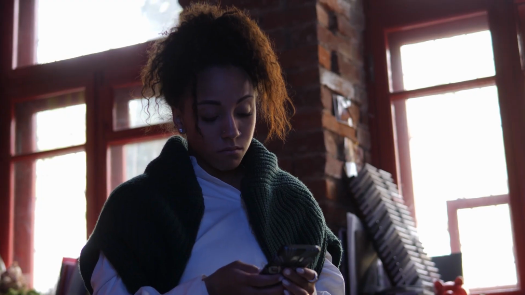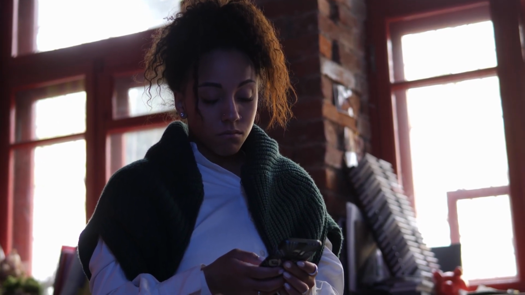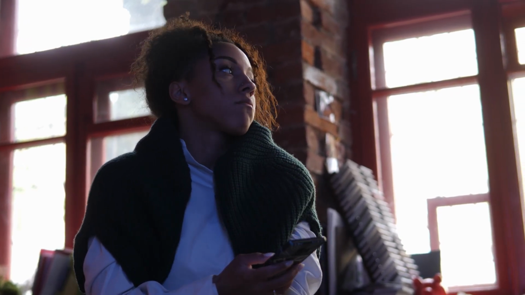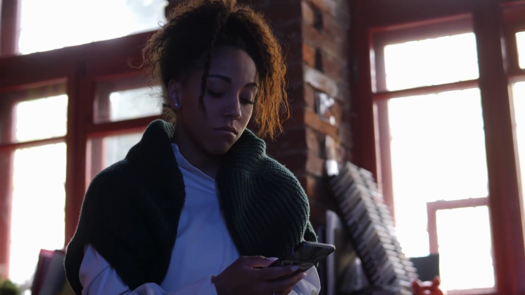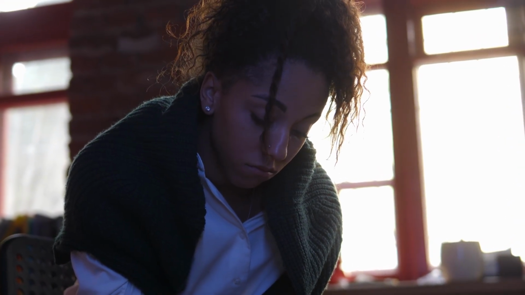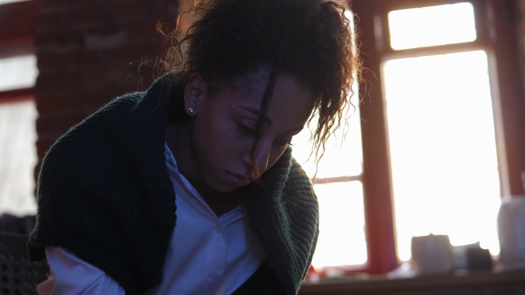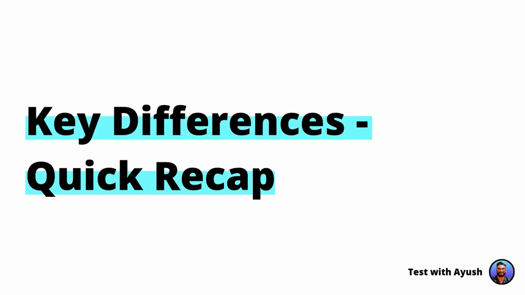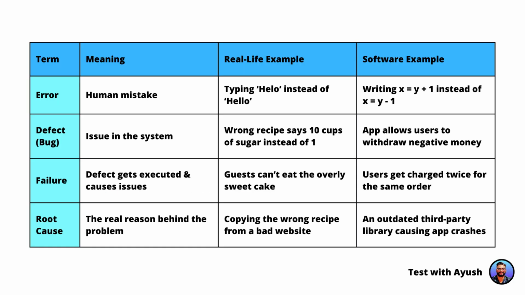In software terms, if a mobile app crashes frequently and after an investigation, the root cause turns out to be an outdated third-party library that is not compatible with the latest OS upgrade, then by identifying this root cause, developers can fix the issue permanently instead of just patching the symptoms. So let's have a quick recap of the key differences between error, defect, failure, and root cause. And this is how they are connected. Understanding this distinction helps testers and developers prevent big software disasters.